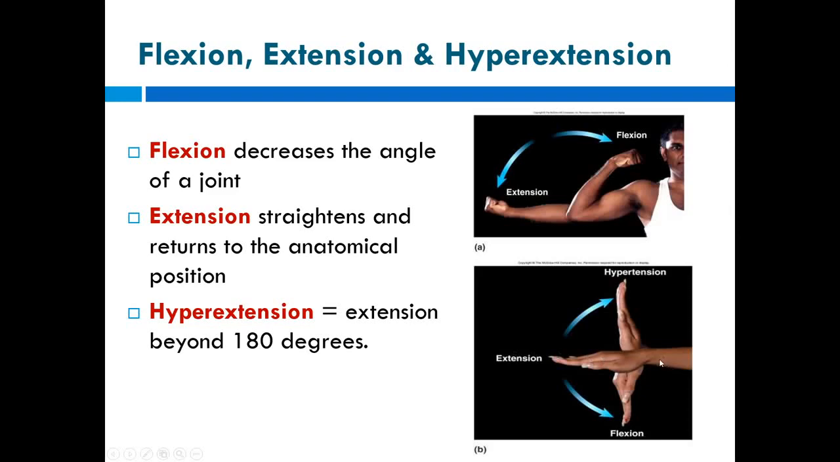For example, in case of your wrist joint, the normal position of your hand is the extension already. When you flex your wrist, this is called the flexion, and you know that you can bend your extended wrist a little bit more, which is called the hyperextension.